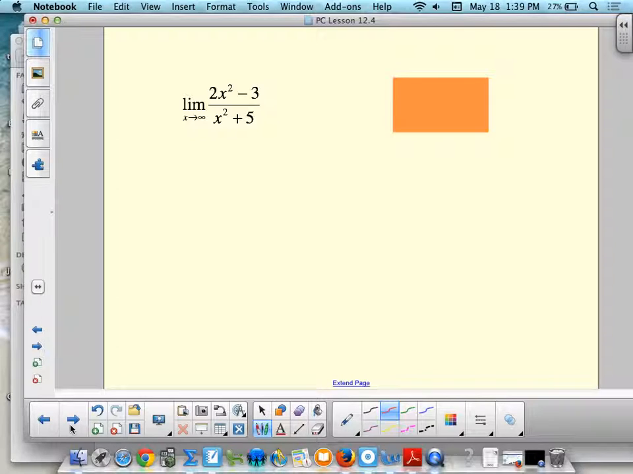What's the limit of 2x squared minus 3 over x squared plus 5 as x approaches infinity? Go ahead, Frankie. 2. You say 2? Okay. Frankie says 2. Frankie, how did you get it? If you divide each number by x squared, the x squared on the 2 cancels out to be 2, and the x squared underneath cancels out to be 1. And then the other two terms will be over x squared, and that would be 0.